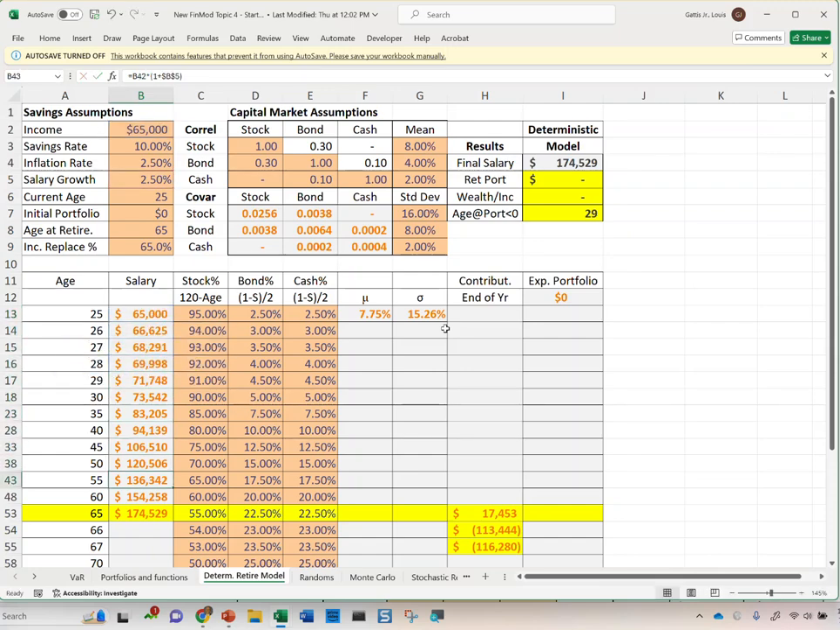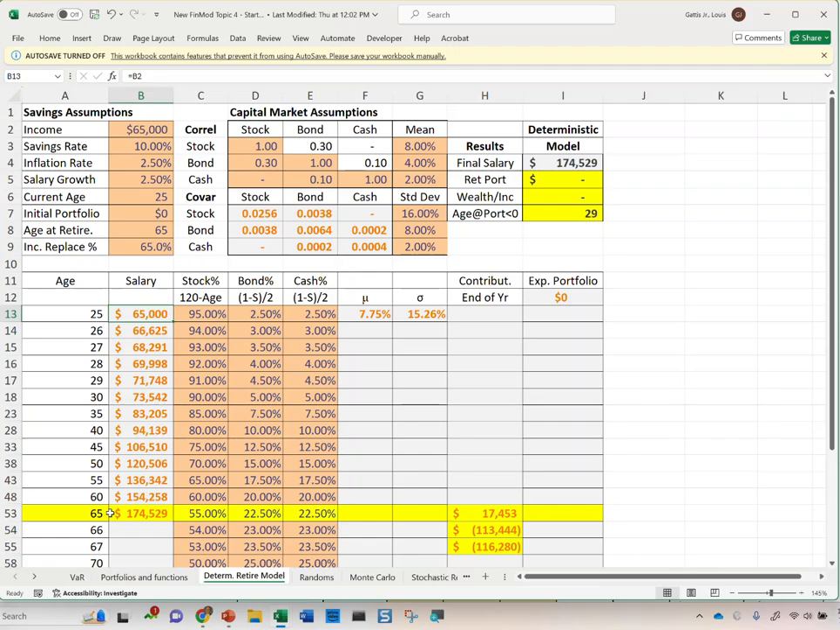And here you can see I've hidden some rows. You can unhide them by selecting the area and right-clicking unhide. But you can see at age 65, they're expected to make $174,000 per year, assuming they grow at 2.5% a year. And I also have created an asset allocation rule.